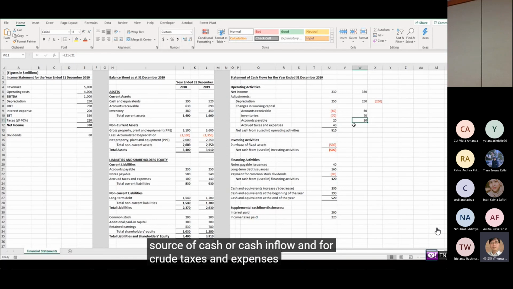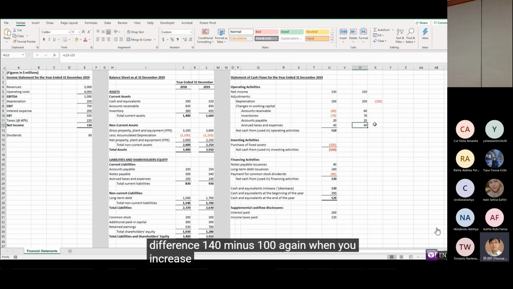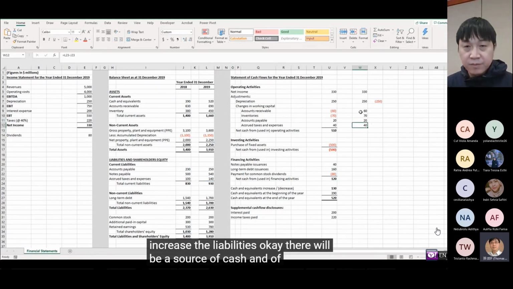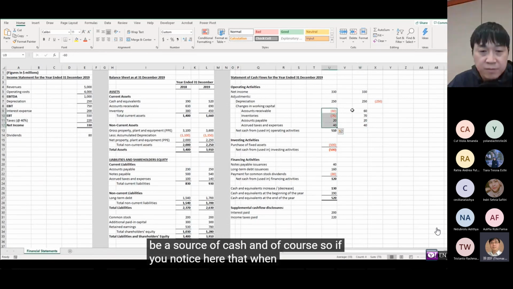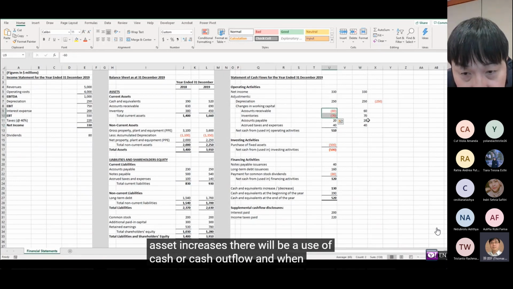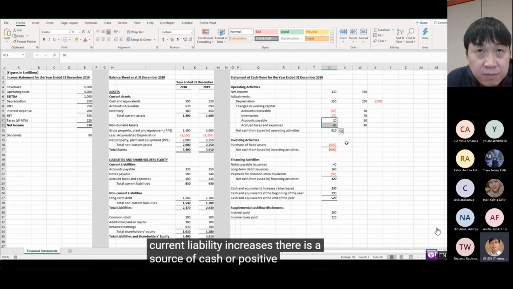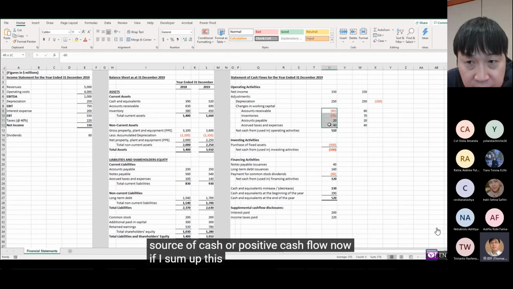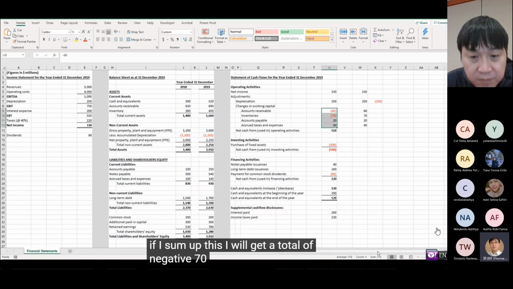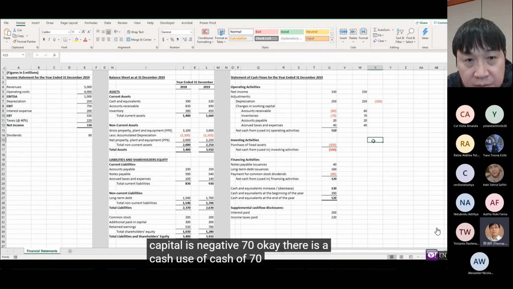And for accrued taxes and expenses, if I take the difference, 140 minus 100, again, when you increase the liabilities, that will be a source of cash. And of course, if you notice here, when the current asset increases, there will be a use of cash or cash outflow. And when the current liability increases, there is a source of cash or a positive cash flow. Now, if I sum this up, I will get a total of negative 70. In other words, your working capital is negative 70. There is a use of cash of $70 million there.